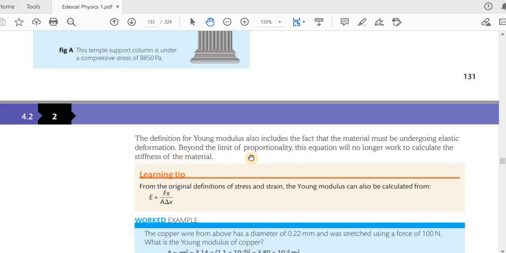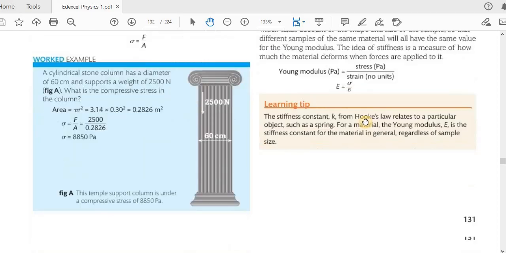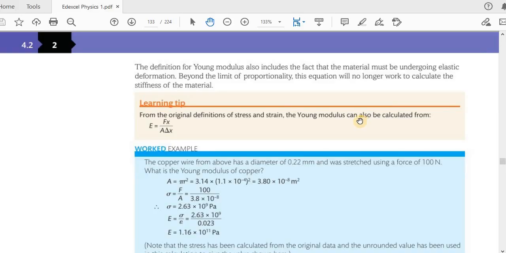Now, limit of proportionality, from the name itself. Proportional means the graph should be a straight line passing through the origin. So it will be a straight line up to that point called the limit of proportionality. So we can use this equation for the graph of stress versus strain to calculate the Young modulus only to the straight line portion of the graph, because this means it's proportional. So that's why we use the straight line portion of the graph to calculate that.